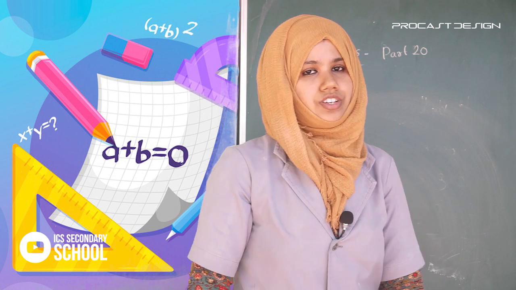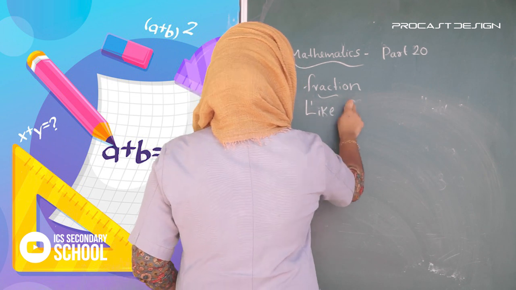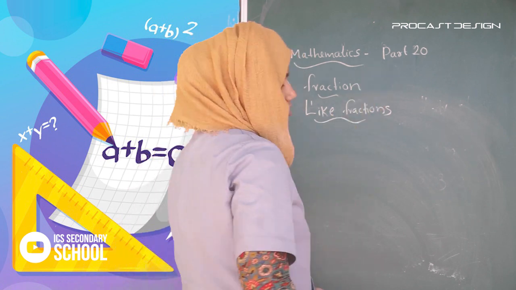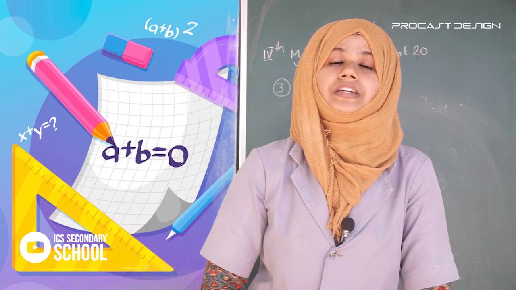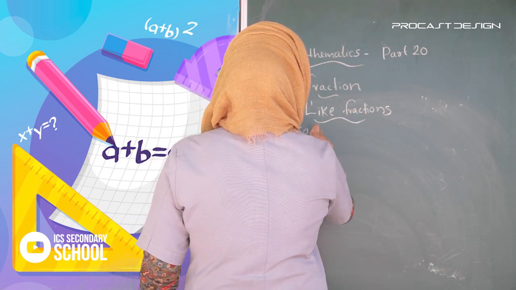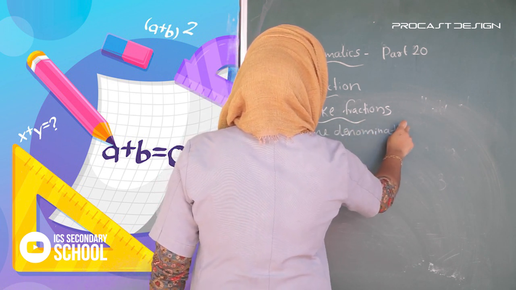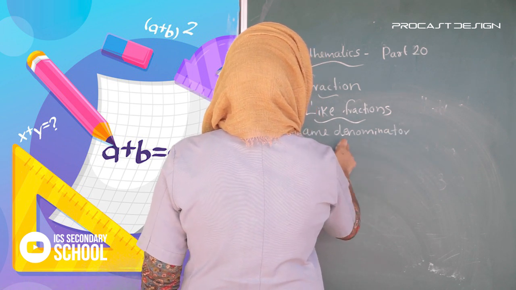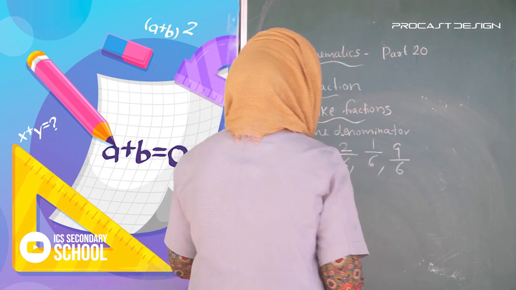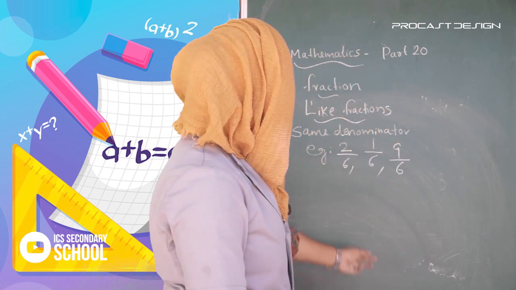like and unlike fractions. First one is like fractions. Like fractions means fractions with the same denominator. Example: 2 by 6, 1 by 6, 9 by 6. Here 6 is the denominator. So they are like fractions.